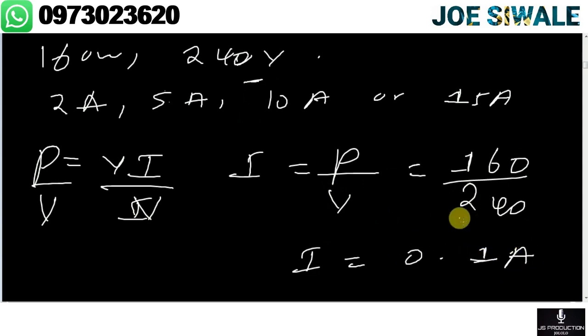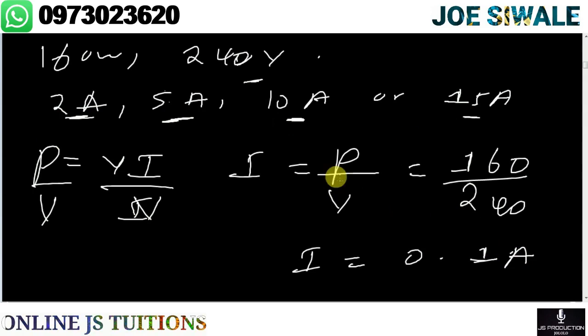From these fuse ratings, the most suitable one is 2 amps, because 2 amps is near to the calculated current and it is greater. So the fuse rating is 2 amps, and that means we are done with electricity. Where you have questions, you can ask in the group.